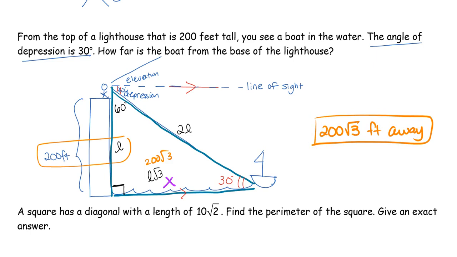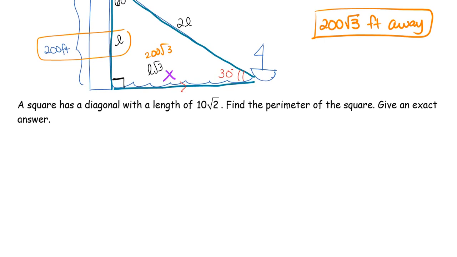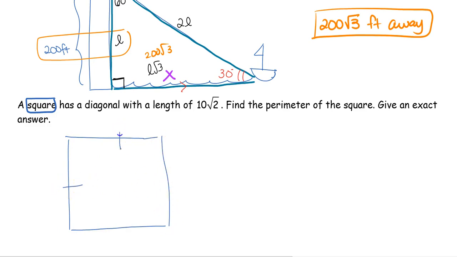All right, our last question for today's video. A square has a diagonal with a length of 10 root 2. Find the perimeter of the square, give the exact answer. So the key here is a square. We know all about squares. We learned all about squares in our quadrilateral unit. If I have a square, one, we know all four sides are congruent. We know all four angles are right angles.